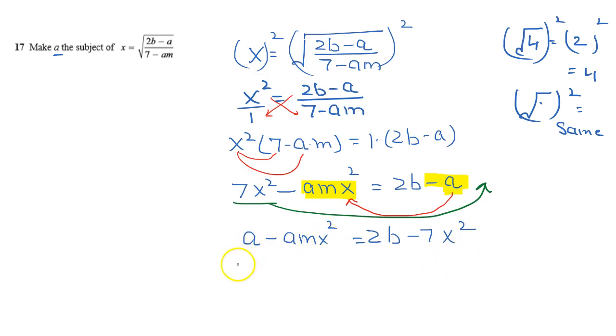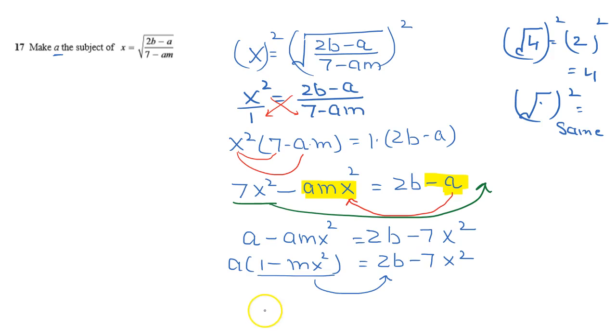Now to make a the subject, we take a common. So it is a times (1 minus mx square) is equal to 2b minus 7x square. Now this will divide here. So a will be (2b minus 7x square) divided by (1 minus mx square). So this is the answer to the question. We have made a the subject.